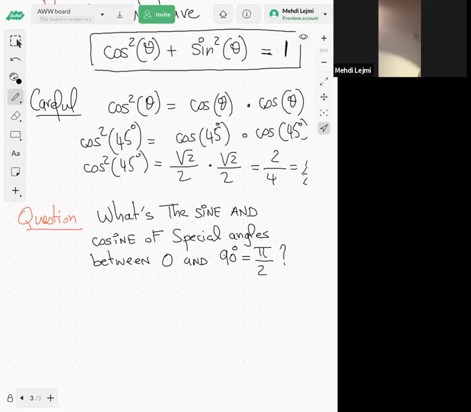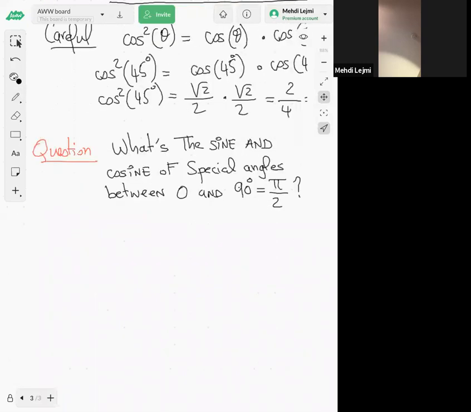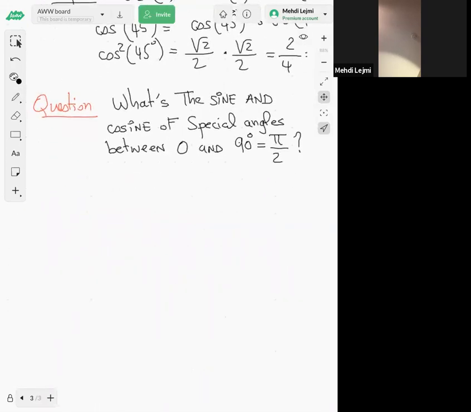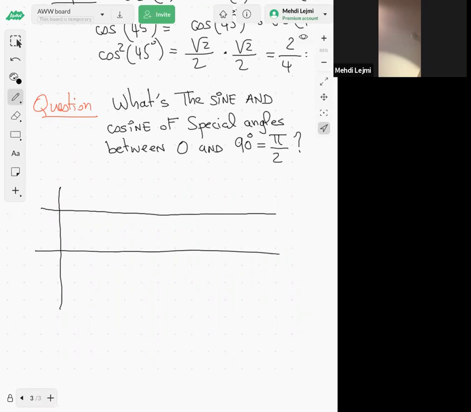Now, you need to memorize, in some sense, this table of values, guys, because we're going to use it later in the next section. So, special angles. Here in the first row, I have my angle theta. Second row, I have my cosine of theta. And third row, I have my sine of theta. Special angles between 0 and 90 degrees.